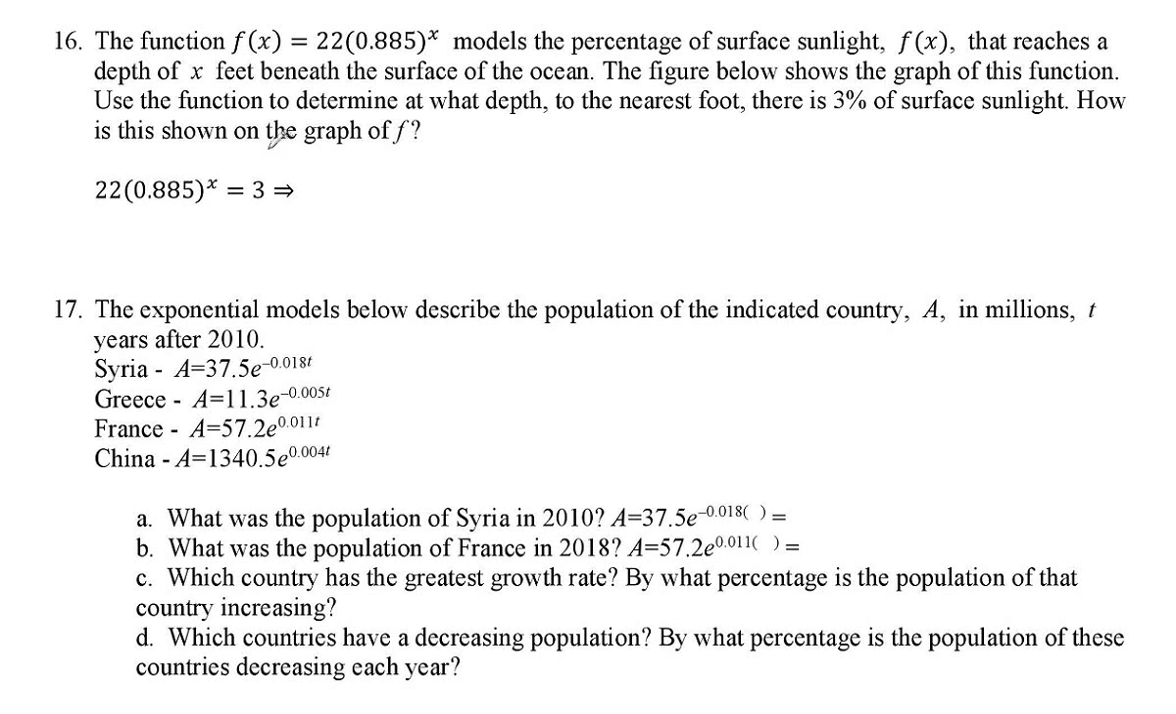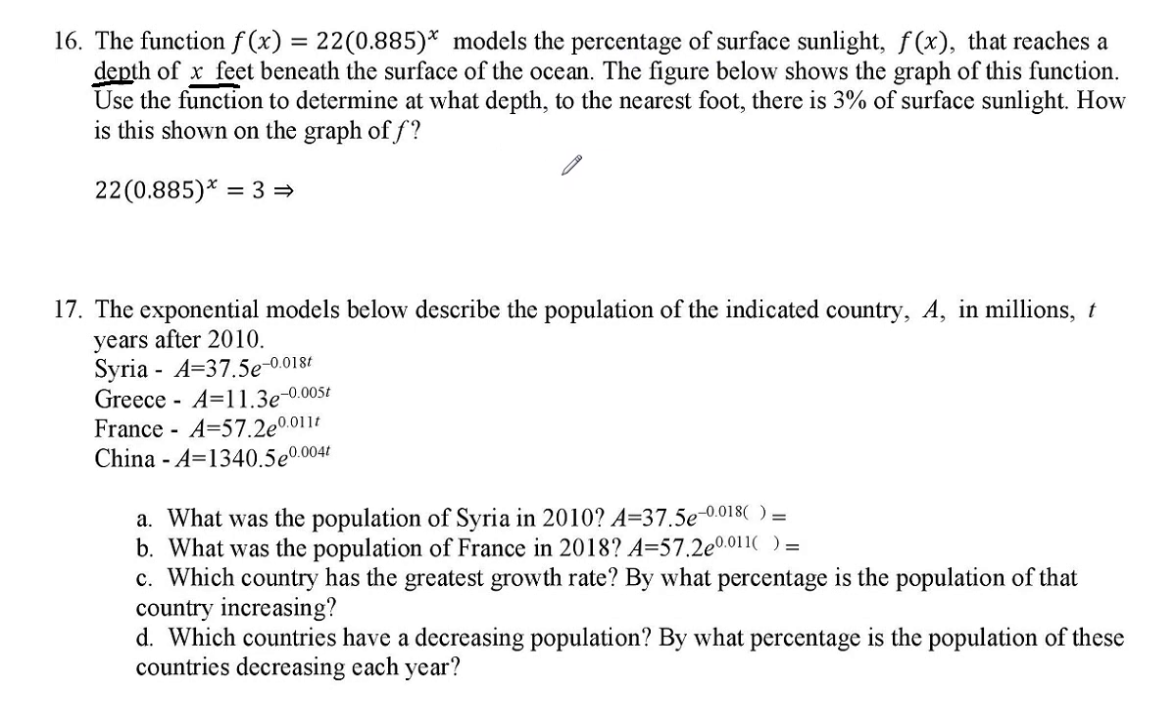4 more. So here we're given a function f of x is 22 times 0.885 to the x, so an exponential function, and that models the percentage of surface sunlight f of x that reaches a depth of x feet. So x is the depth below the surface of the ocean. As you know, the water filters out some of the light as you get lower. So this is the percentage of surface sunlight that reaches down there.